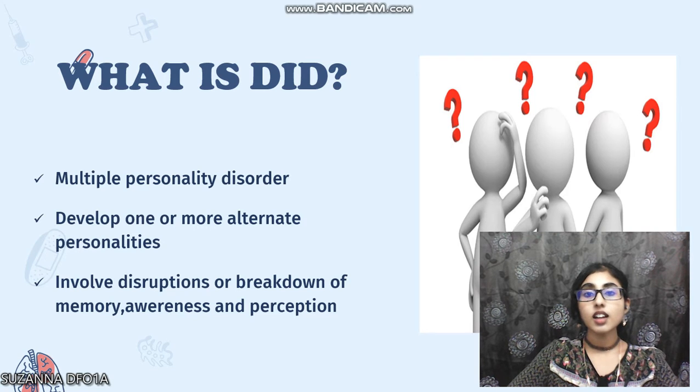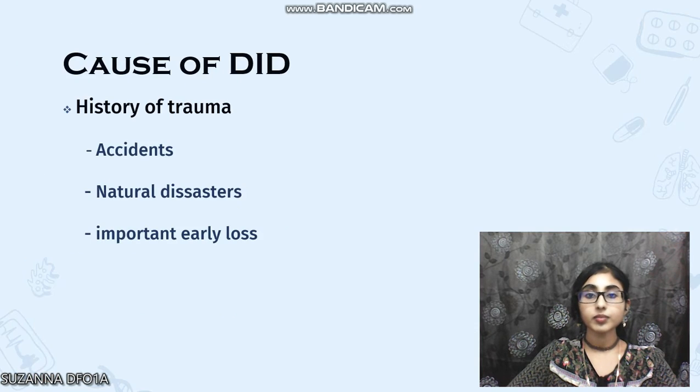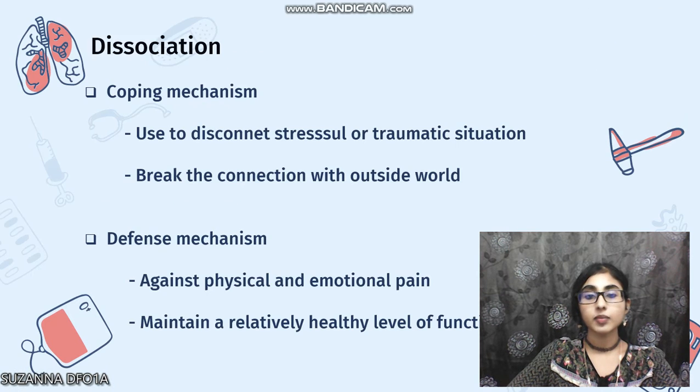DID is actually a rare disorder and it can occur at any age. Females are more likely than males to get DID. And then cause of DID. A history of trauma is a key feature for DID. About 19% cases of DID involve some history of abuse. The trauma often involves severe emotional, physical, or sexual abuse. It might also be linked to accident, natural disaster, or war, and early important losses such as the loss of parents may be a factor in developing DID.